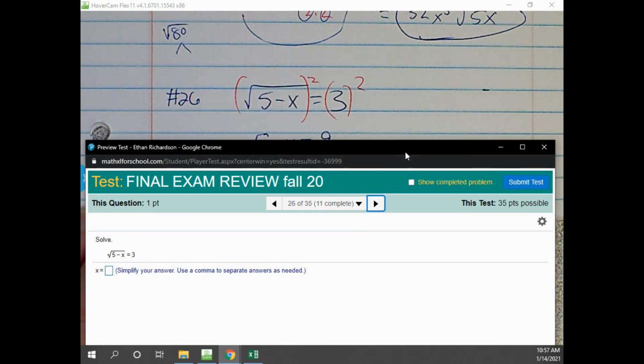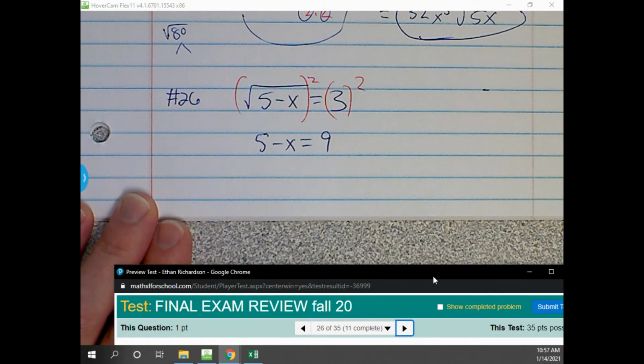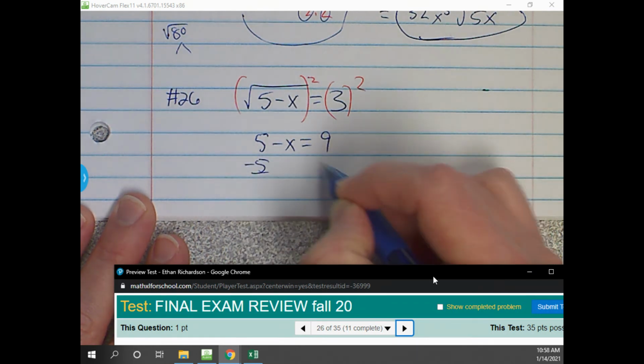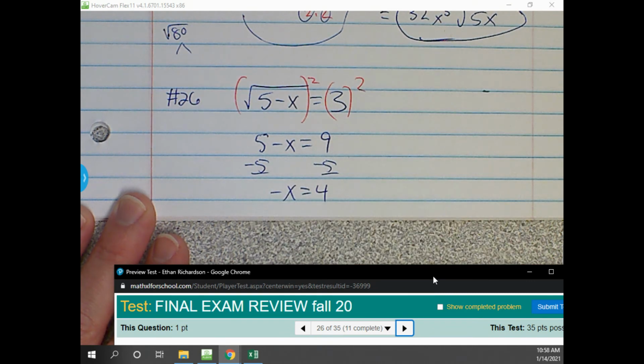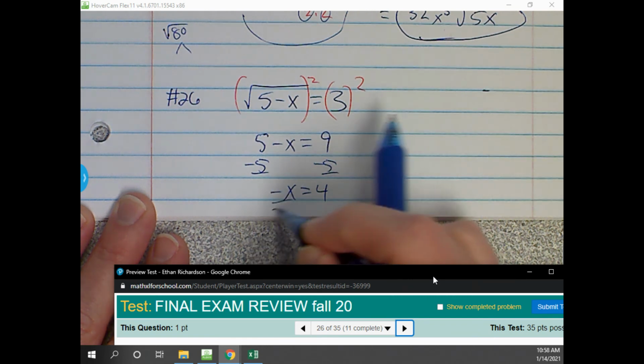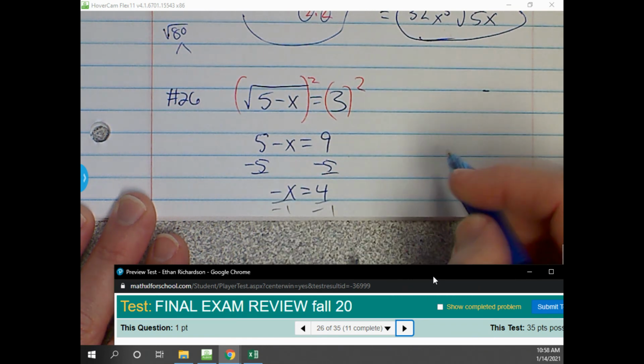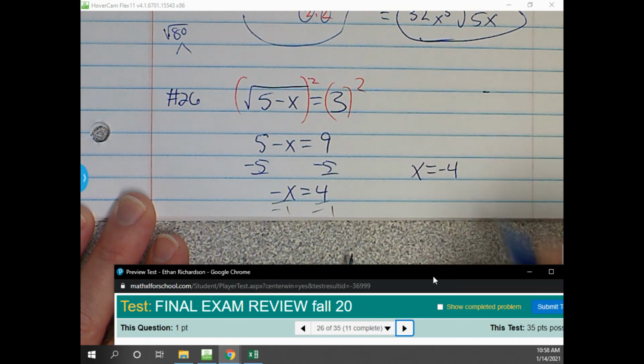Oh, sorry, can't see that. And if you want to get rid of the 5 so the x is by itself, that's negative x equals 4. But remember, we got to change this negative x to a positive, so we're basically dividing both sides by negative 1. So x would equal negative 4.